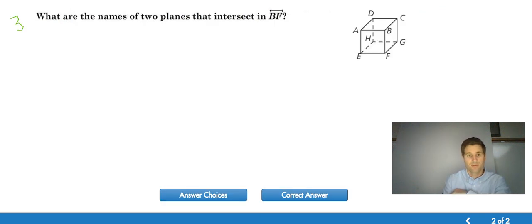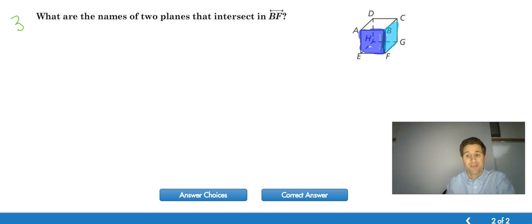Okay, and here we go. This is problem 3. Go ahead and write that down and the picture. These pictures sometimes are difficult to draw, but do the best you can. What are the names of two planes that intersect in line BF? So here's the line BF. What planes would intersect it? Well, we have this plane right here in the front, just like that. And then it looks like we also have a plane in the back right here. So those would be our two planes.